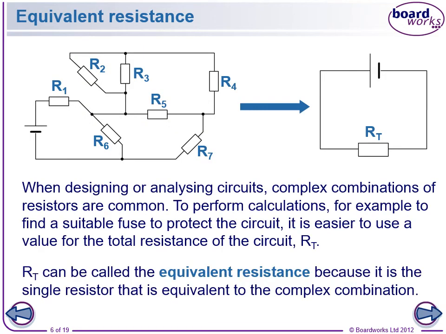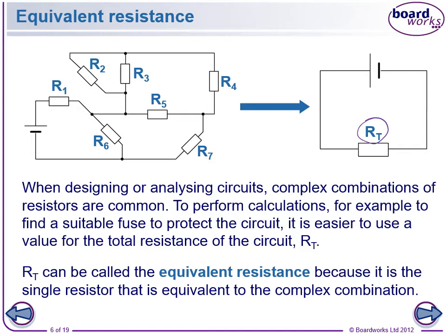Okay, equivalent resistance. This is something that's quite important when we're talking about series and parallel circuits. If you look at the left here, this is quite a complicated circuit. There's 7 different resistors in it, but any combination of resistors can be replaced by a single resistor of some value. So if we work out some value, this RT would add up to the equivalent resistance of all of the other ones on the left.